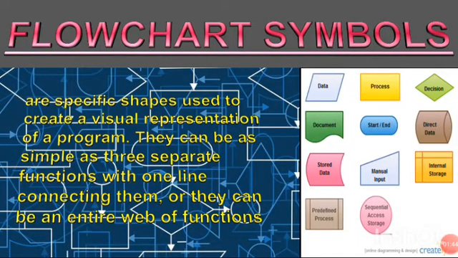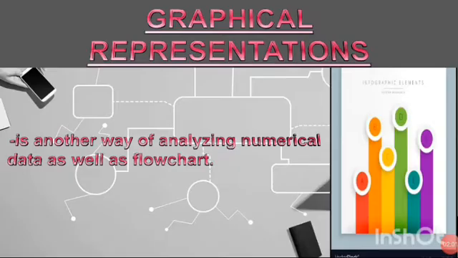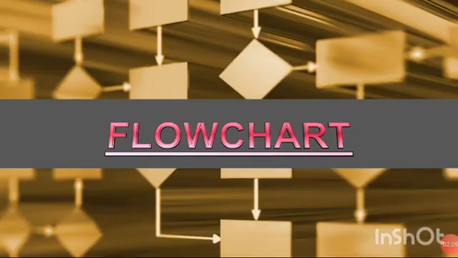Next, flowchart symbols. What are flowchart symbols? These are the specific shapes used to create a visual presentation of a program. They can be as simple as 3 separate functions with one line connecting them, or they can be an entire web of functions. Graphical representations. It is another way of analyzing numerical data as well as flowchart.